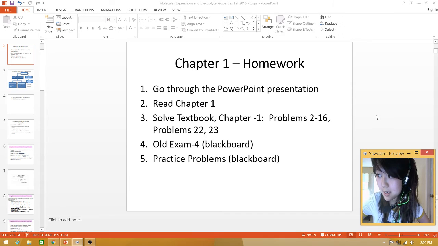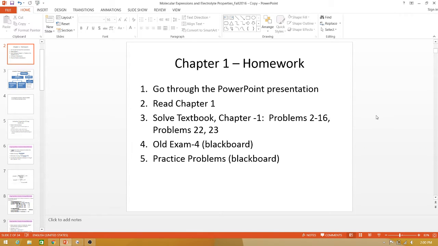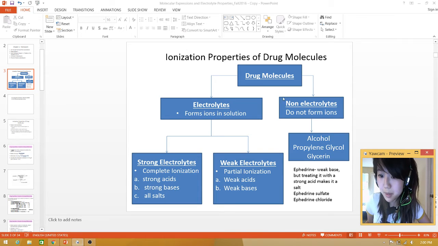So, like we said, even if a drug is not in a solution form initially, ultimately when it breaks down, it will become a solution. Drug molecules are classified as either electrolytes or non-electrolytes, depending on whether or not they form ions in solution. Non-electrolytes will not form ions in solution, while electrolytes will. Some examples of non-electrolytes would be alcohol, propylene glycol, and glycerin, and you may recognize these because they're also co-solvents.